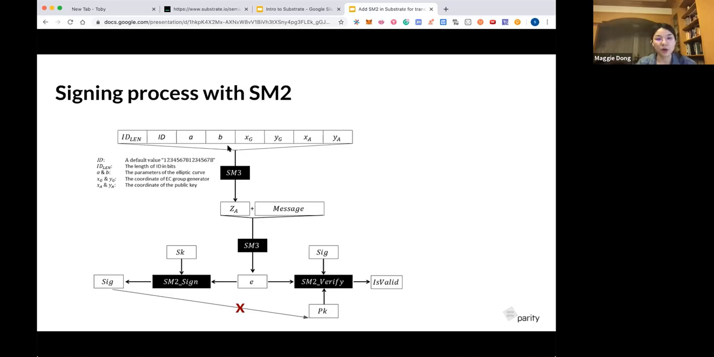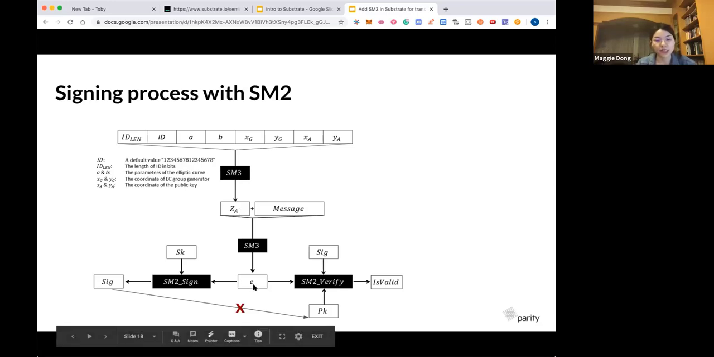This XJ, YJ is a base point of the elliptic curve, and XYA is a coordinate of your public key. So this is the A and B domain parameters, this is a base point, and this is your public key. And this is some identifier, and you put all of this together, and SM3 is like a hash function, so you hash all the things and you get a ZA, and you put together ZA with a message and do the hash function again.